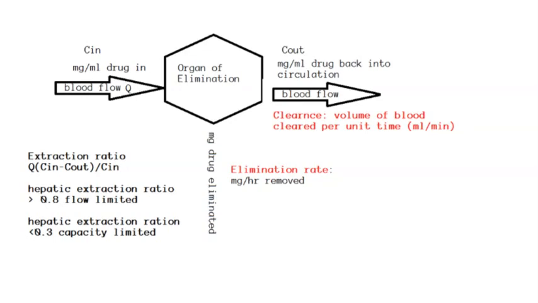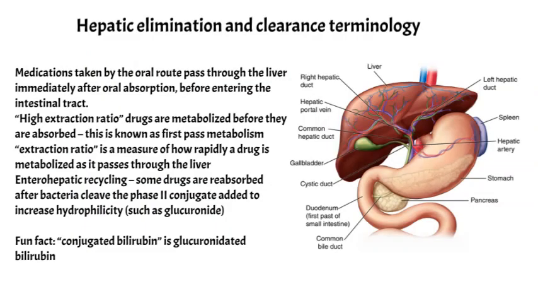The illustration depicts the concept of extraction ratio, where we compare the amount of drug entering the organ of elimination, usually the liver, compared to the amount exiting the organ back into circulation. A high hepatic extraction ratio, more than 0.8, indicates a high probability of significant first-pass metabolism. Meds taken via the oral route, and to some degree meds given via the rectal route, pass through the liver immediately after absorption into the portal vein. Drugs with high affinity for the metabolizing enzyme will get demolished before they ever hit systemic circulation. This is a first-pass effect or first-pass metabolism.